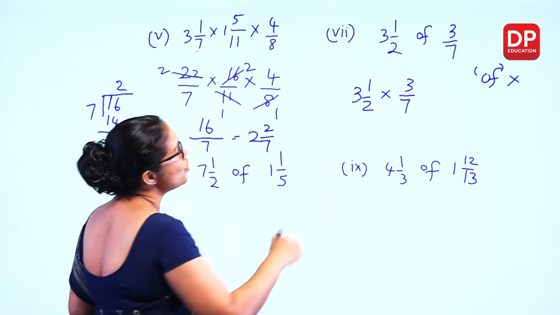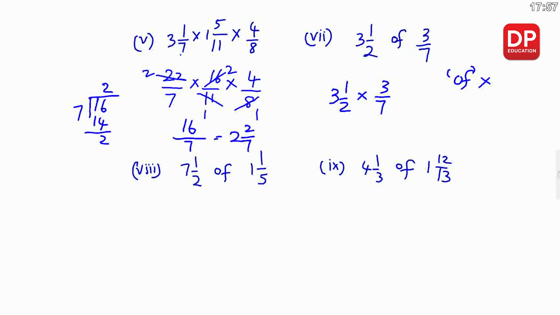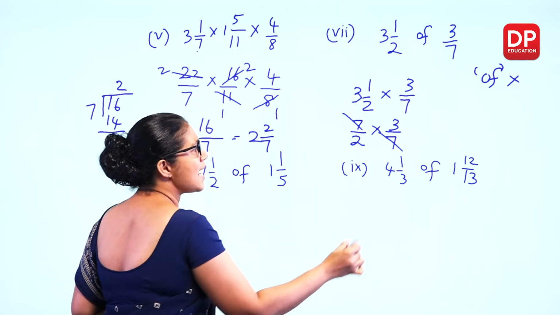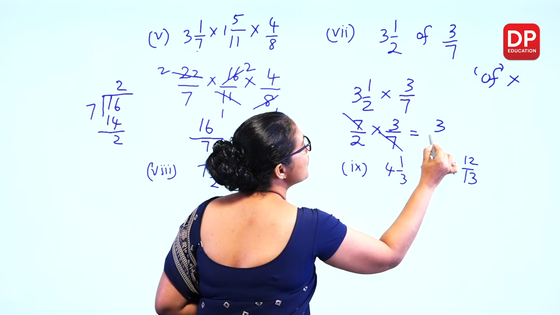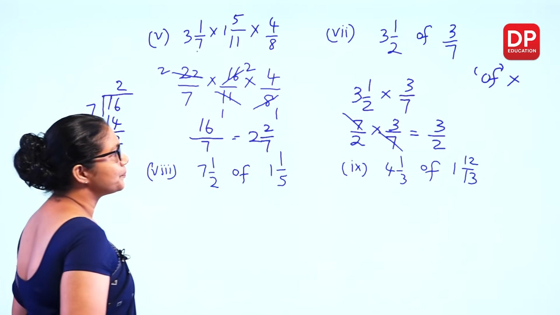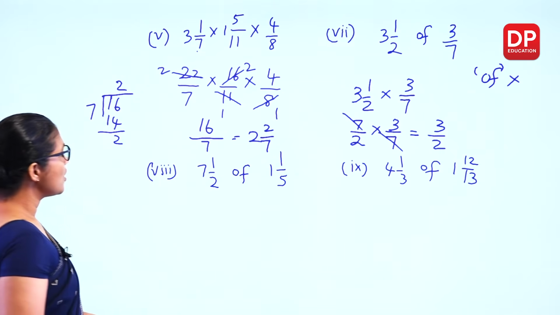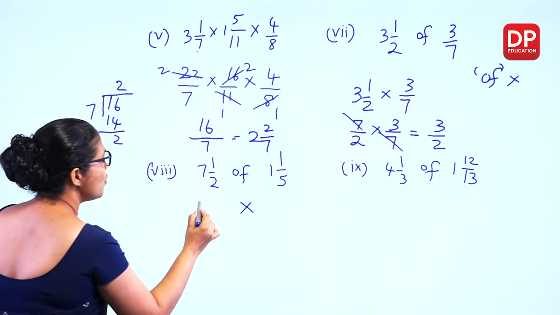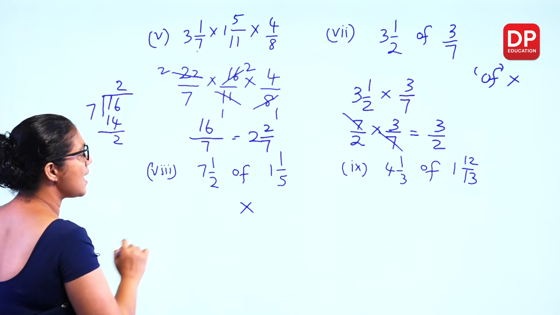So then what do you do? You convert to an improper fraction. 2 times 3, 6. 6 plus 1, 7 over 2 times 3 over 7. Now try to simplify. 7 and 7 get cancelled out. You get 3 over 2. Now we'll see another question. Another of term. So instead of of you can write a multiplication sign.